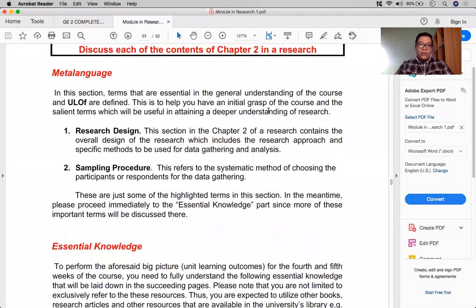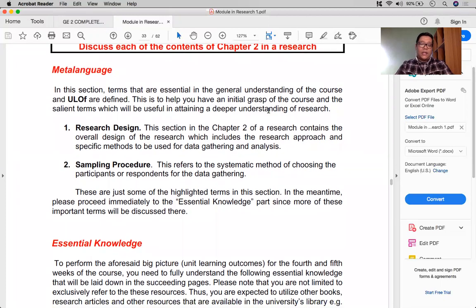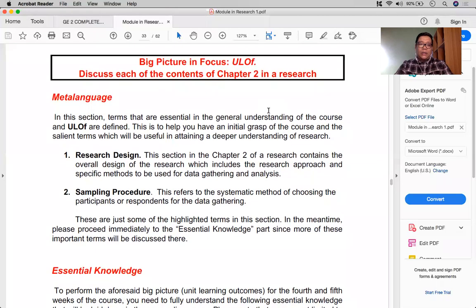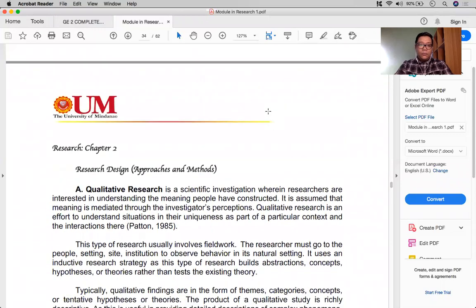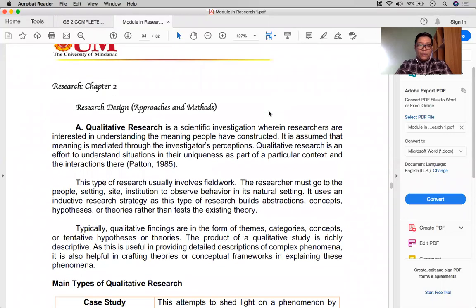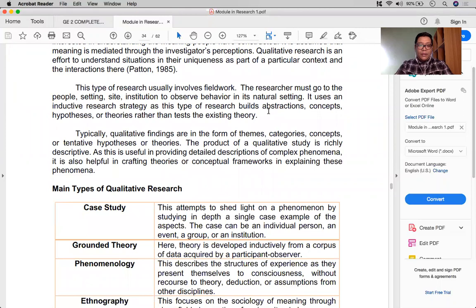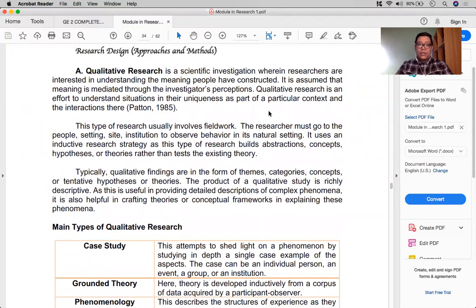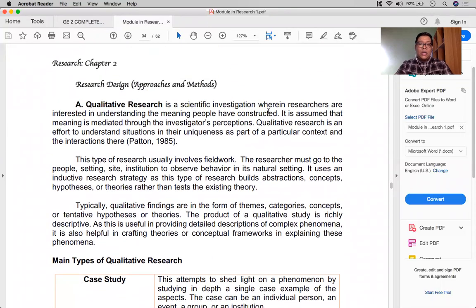But in our context, Chapter 2 here is for methodology only. So anything that has something to do with the methods, the research design, the procedure, the participants or the respondents, the locale, and others form part of Chapter 2. So before I discuss the different types of qualitative research, and also later I'll be mentioning the different types of quantitative research, let's have first the different approaches of research.